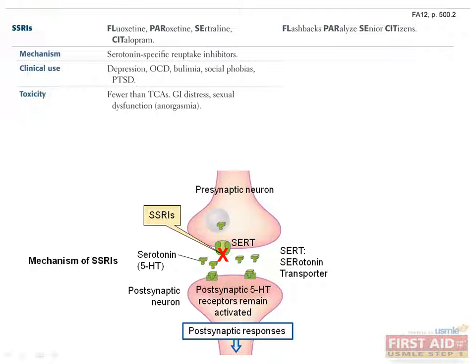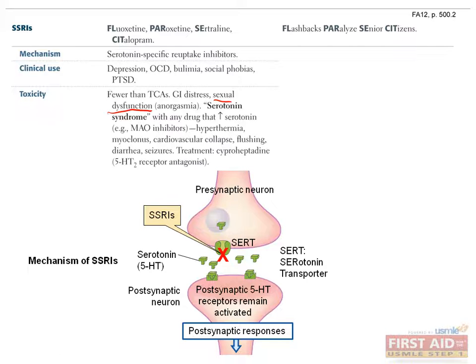In terms of toxicity, SSRIs are considered an advancement on TCAs. The predominant ones to know about are GI distress and a characteristic sexual dysfunction, which is a major reason patients want to stop taking them. Two classic questions you may also see relate to a side effect and a pharmacological feature of this class. The side effect to know about is serotonin syndrome.